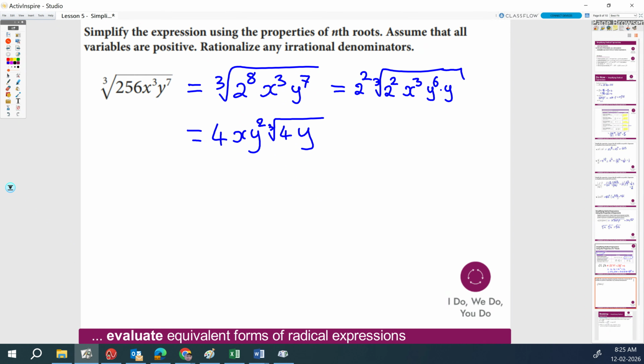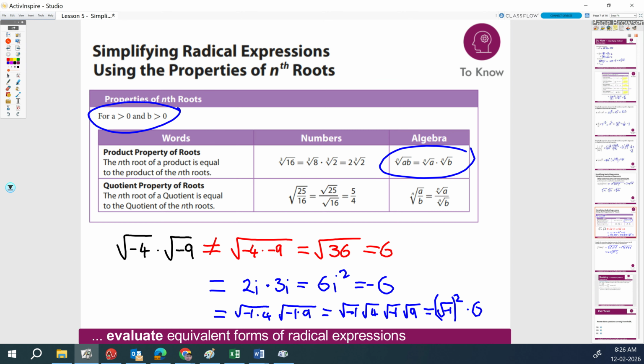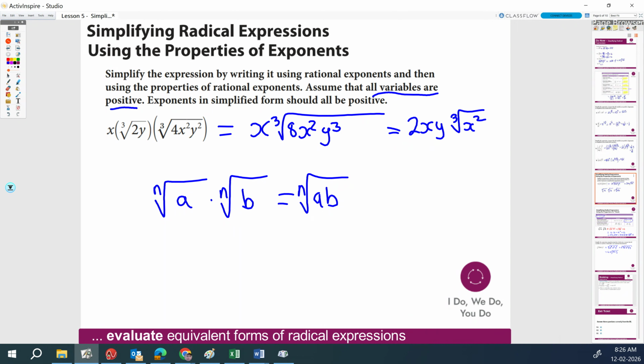And as everything's positive, so just going back to what we were asked about the sign, about this being tricky when you've got 2 negatives. That's why in these questions it says assume that the variables are positive, so you don't have to worry, because if they're all negative, it can cause issues.